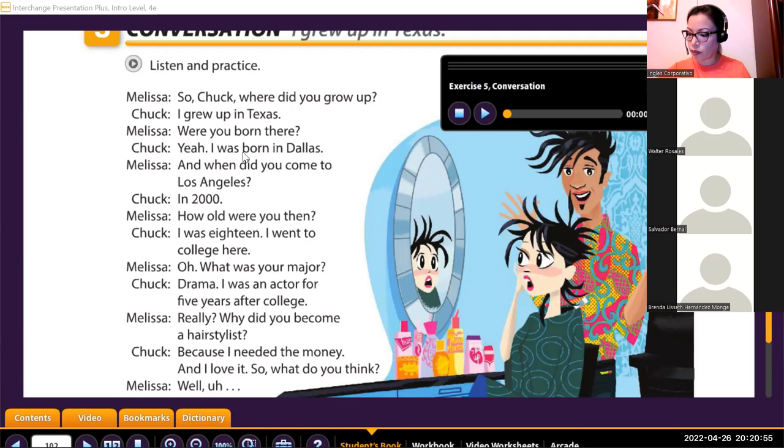Y la otra palabra, teacher, no sé si la pronuncio bien, hairstylist. Ajá, lo puede dividir primero, decir hairstylist. Y luego, cuando ya se siente un poco más confiada, ya lo unimos, hairstylist.